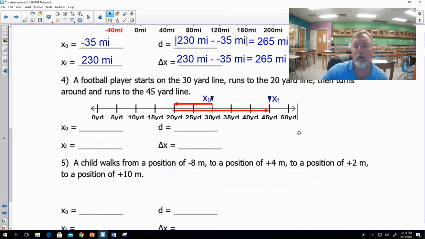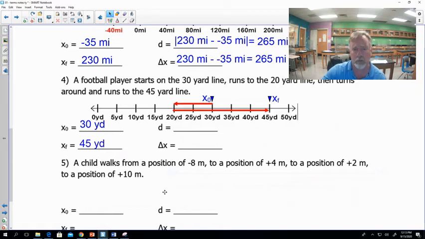Now, I left those red arrows there for a reason, and we're going to see that when we talk about distance. So we know from our problem, from our number line as well, what's our x naught? Our x initial is at the 30-yard line. Where do we end up? We end up at the 45-yard line.